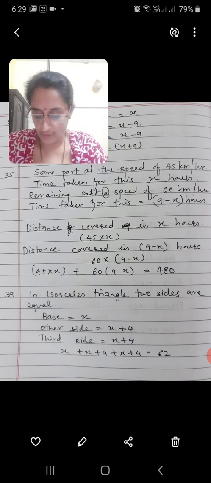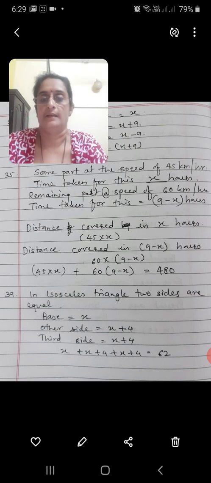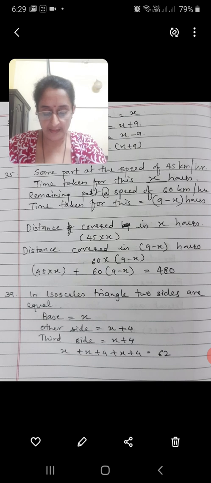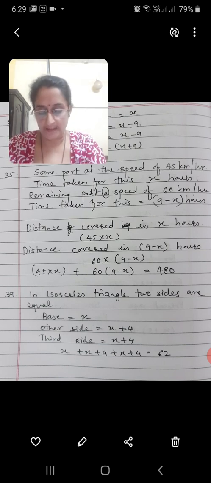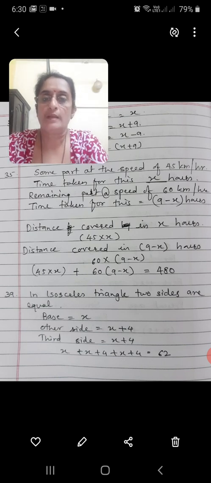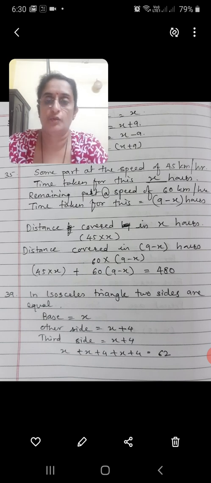Next we are going to do the 39th one. The question is, the length of each of the equal sides of an isosceles triangle is 4 cm longer than the base. If the perimeter of the triangle is 62 cm, find the length of the sides of the triangle. Now, do you know what is an isosceles triangle? Where two sides are equal.